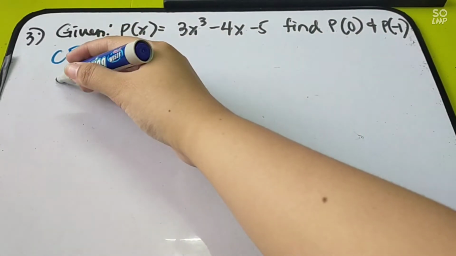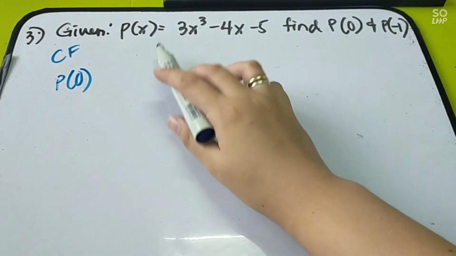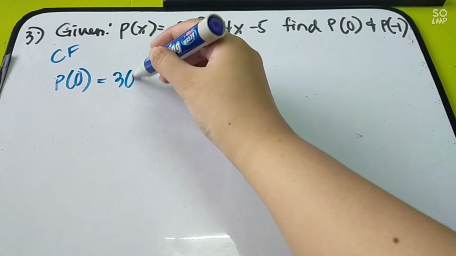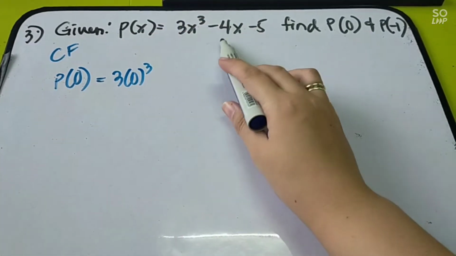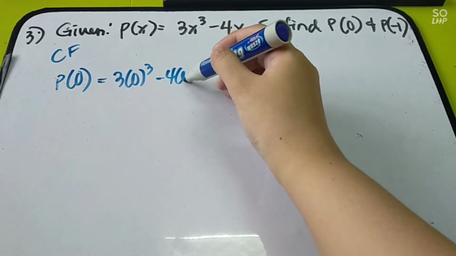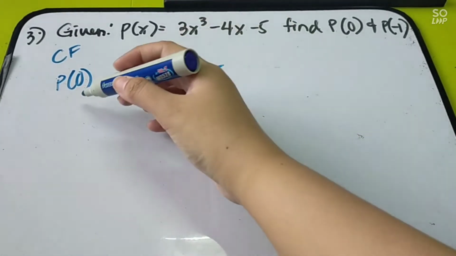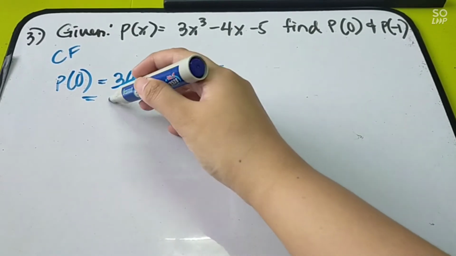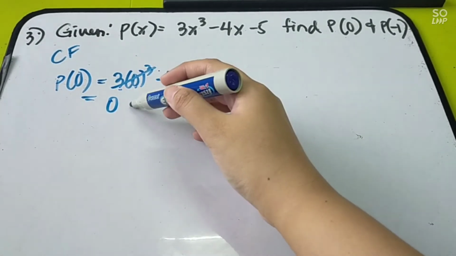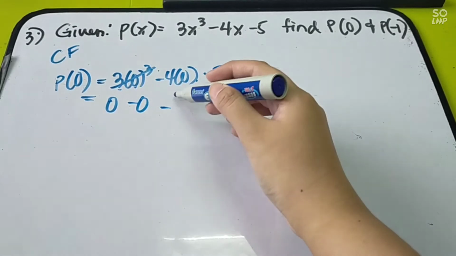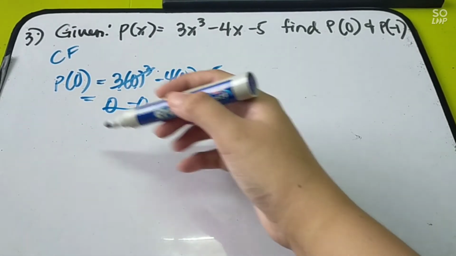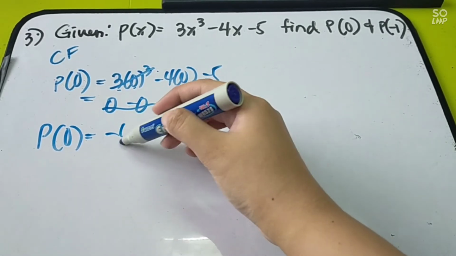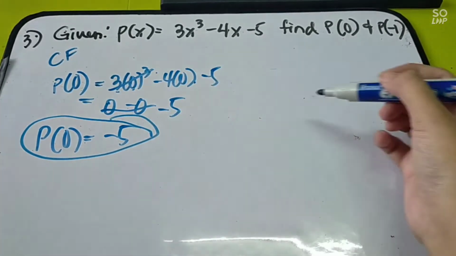So, una, let us have p of 0. We are going to change x into 0. So, it is equal to 3 times 0 cube minus 4 times 0 minus 5. So, it is equal to 0 cube is 0 times 3 is 0. So, you have 0 here. 4 times 0, that is 0. Then, minus 5. So, 0 minus 0 is 0. So, p of 0 is equal to negative 5. So, that is your first answer.